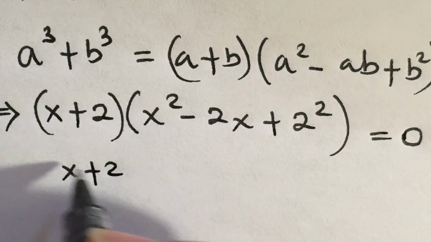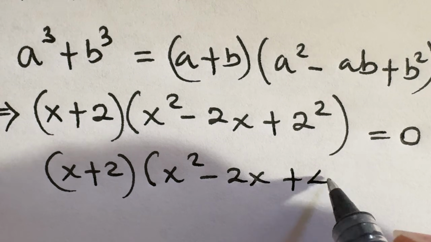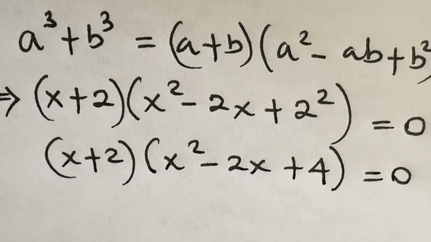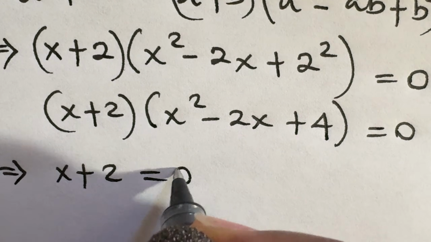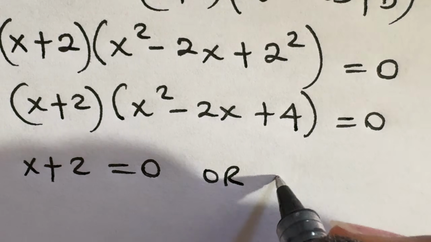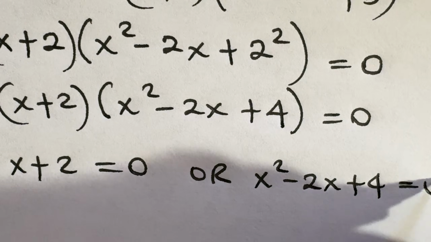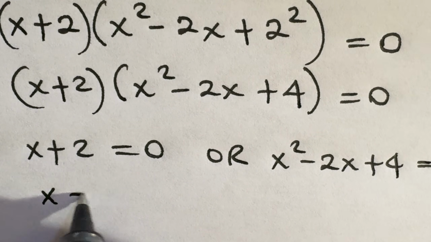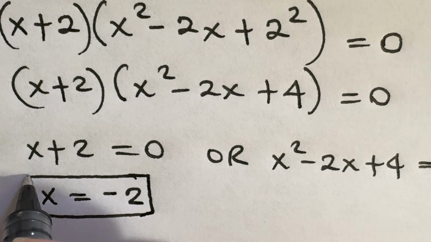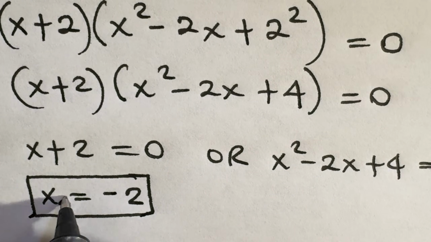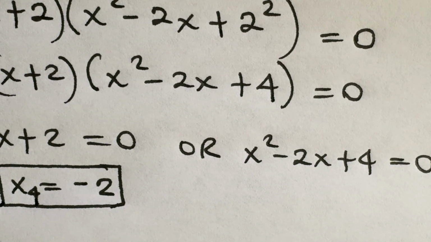x plus 2 into bracket x squared minus 2x plus 4 is equal to 0. This implies either x plus 2 is equal to 0 or x squared minus 2x plus 4 is equal to 0. And from here we get x is equal to negative 2, which is another real solution. We call this x4. And then we go ahead and solve this quadratic equation again to get the last two solutions for this problem.